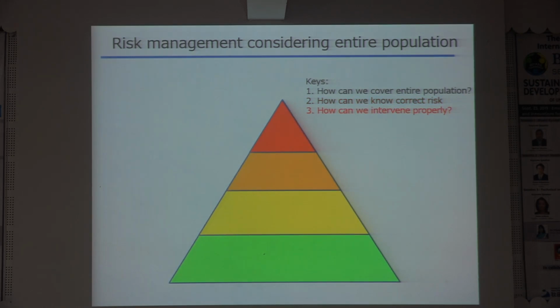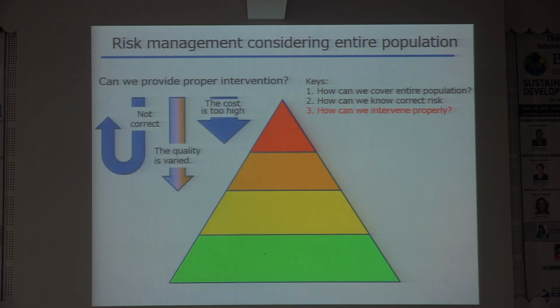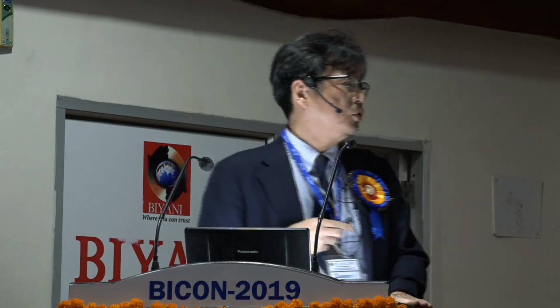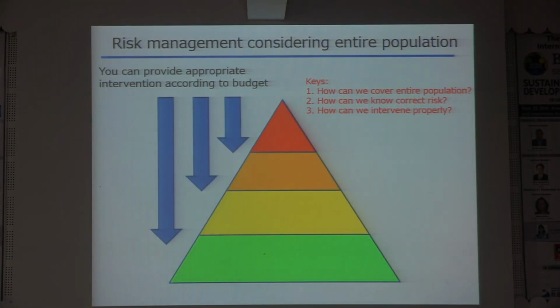The third, how can we intervene properly? If we provide wrong intervention, not correct intervention, it's not good. And the intervention quality is not effective. If the cost is too high, this is also bad. So if we achieve these 3 keys, we can provide good, appropriate intervention according to the budget.